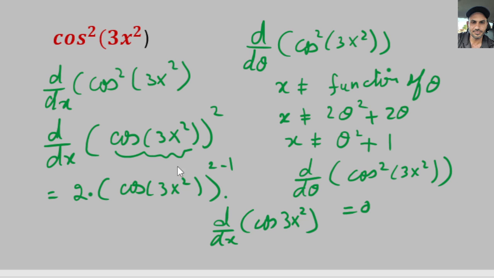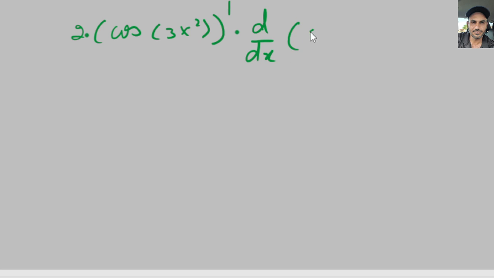So we applied the power rule and the chain rule here. We took the derivative of the outside function, and this is what we get. We brought the 2 down, and then this is the u, and then we have 2 minus 1 as the exponent, times the derivative of u. So in the next step we get 2 times cosine of 3x squared to the 1, times d over dx of cosine of 3x squared.